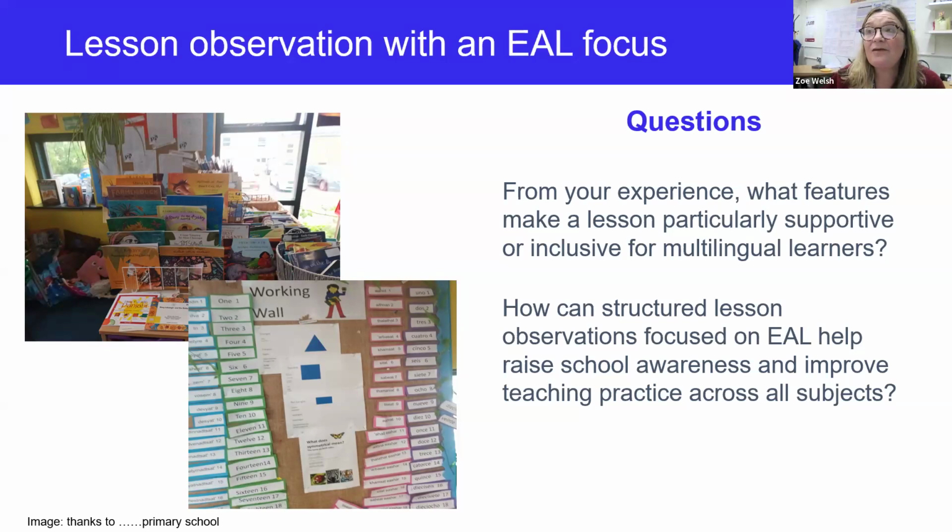But I think another really, really important thing is to celebrate good practice, because this stuff is hard, and the EAL has been hidden away, and it's great now that Ofsted are talking about it. But I think really celebrating what people are doing in their classrooms with their multilingual learners is another really, really important aspect of observing teachers teaching and children learning.